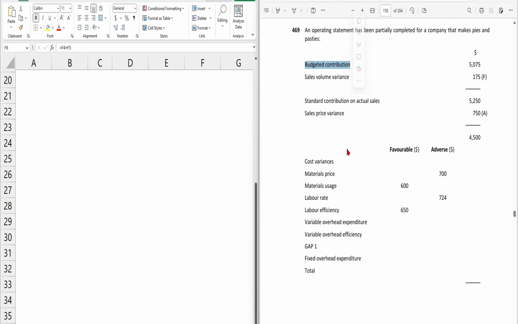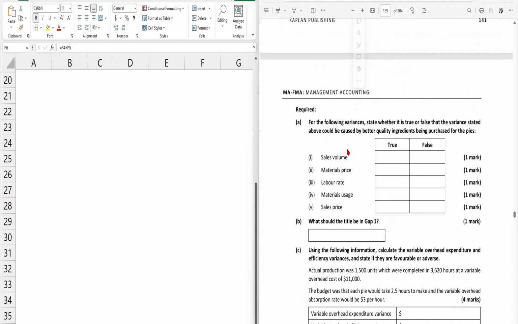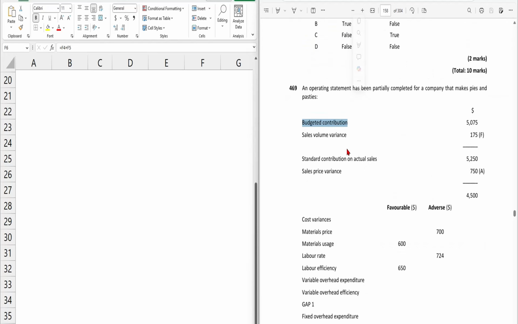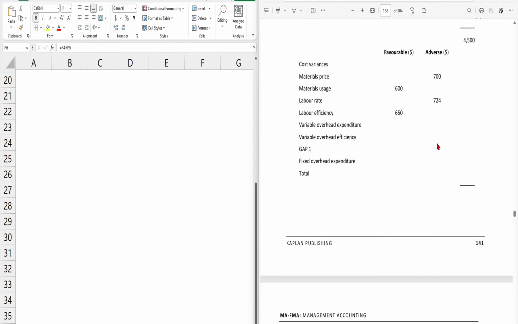Okay. So now the first requirement is for the following material variances, state whether it is true or false that the variance stated above could be caused by better quality ingredients being purchased for the pies. So the first one is your sales volume variance. If we look into the statement, our sales volume variance is favorable, and that's a good thing, and it's favorable by 175.